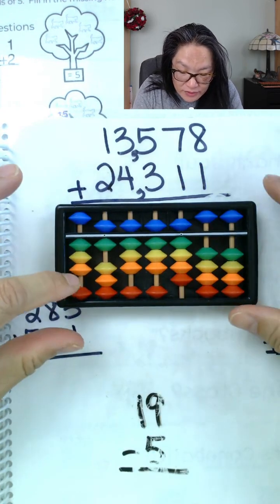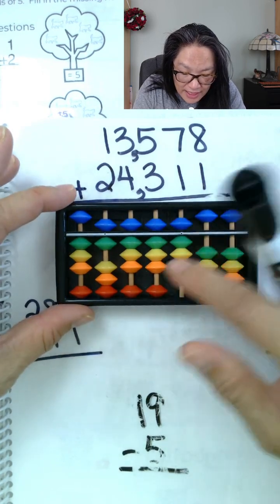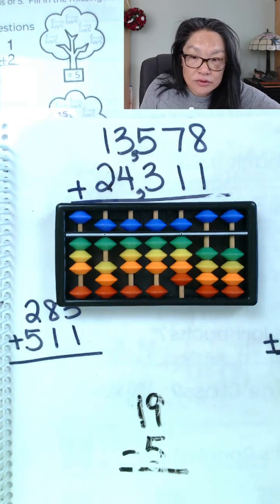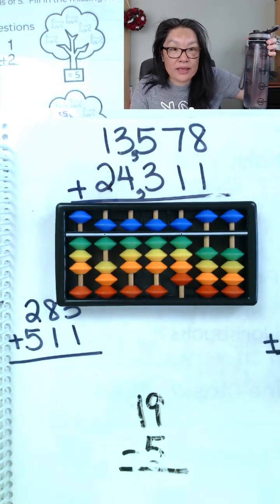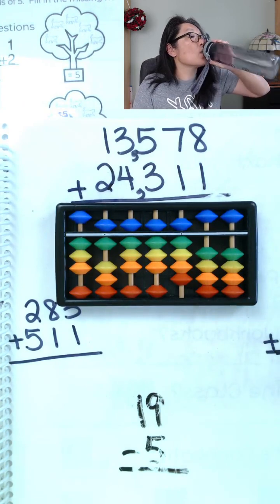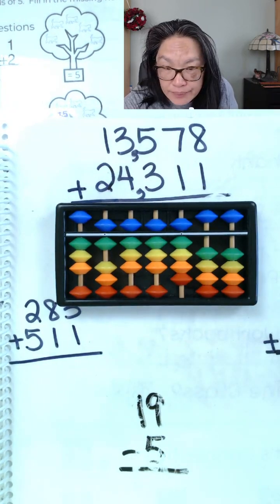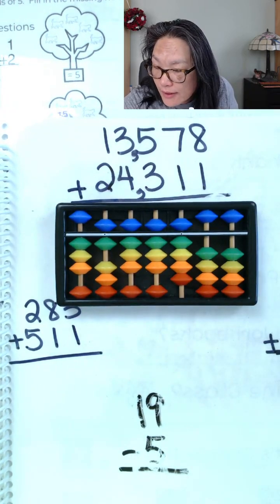My final answer is 36,889. Make sense? So what did I just do? I just made it scalable. Right? How are we doing? We're all right? Make sense?